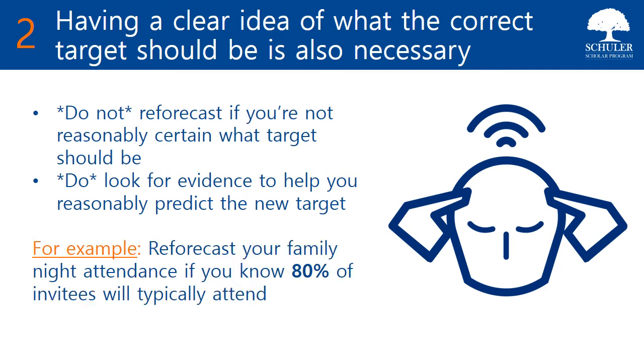An example for this would be you can reforecast your family night attendance if you know that 80% of your invitees will typically attend. So you may recall that we had originally thought that we were going to have 50 in the forecast. Turns out we've only identified 25. Well, we know the 50 is wrong, but how many do we think should attend? Well, if we know that historically 80% of our invitees come, we can say, all right, 80% of the 25 people we identified are likely to come. That should be our new number.